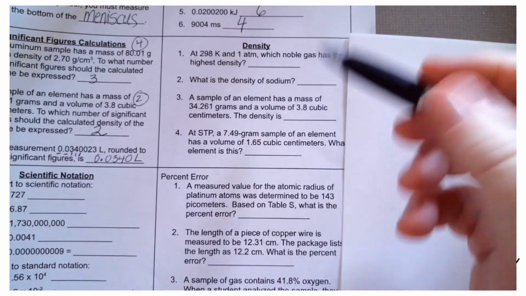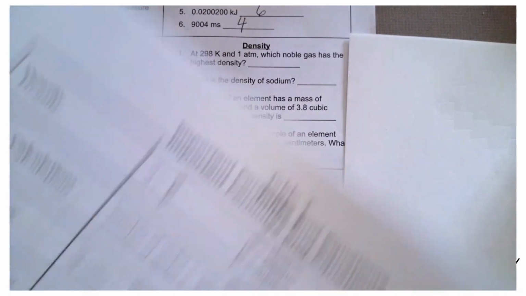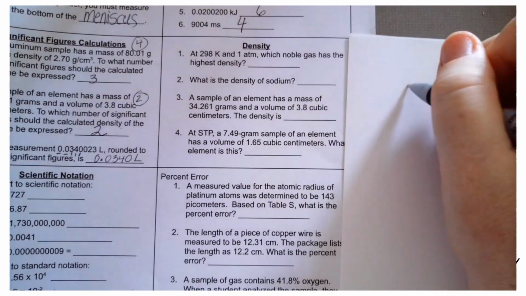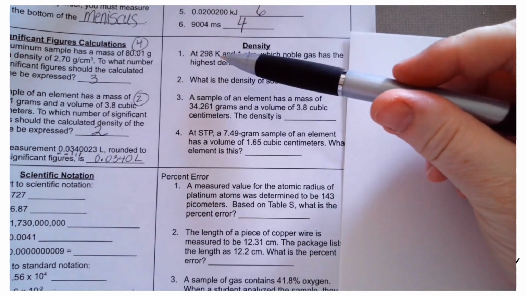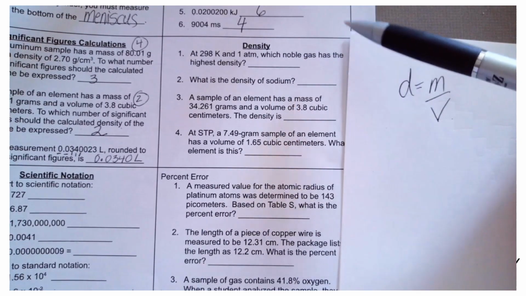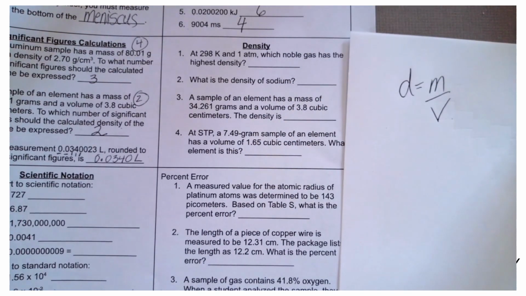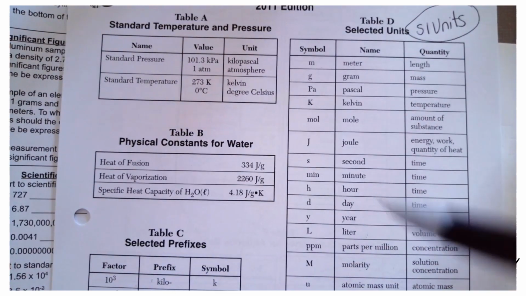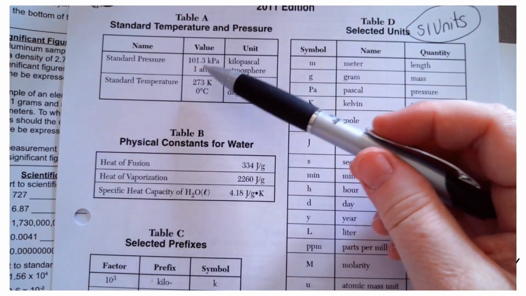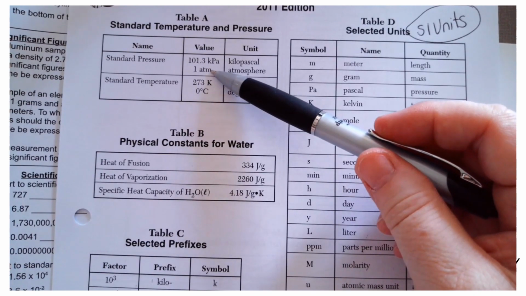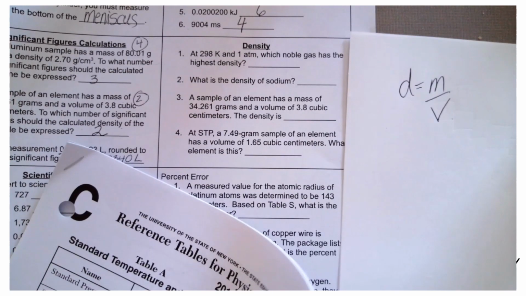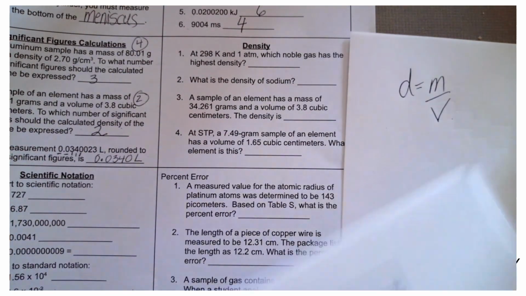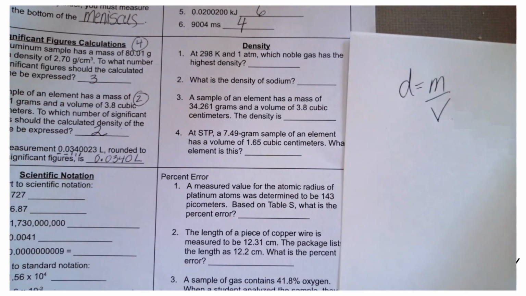All right, let's look at this, which is density. Remember, my formula for density is on the reference table, so I'm going to write it down. Density equals mass over volume. I may need that formula. At 298 Kelvin in 1 atmosphere, which noble gas has the highest density? Okay, so I'm going to help you with this one. First, here you can see how we have 101.3 kPa and 1 atmosphere. So those are the same. So where am I finding density? If I have no other information, you should know that I'm looking at table S. But what you do need help with is what is a noble gas, okay?